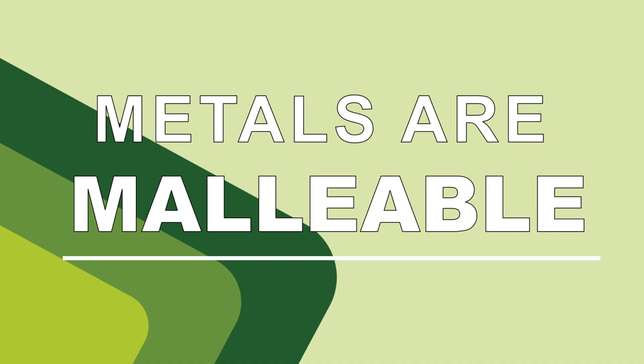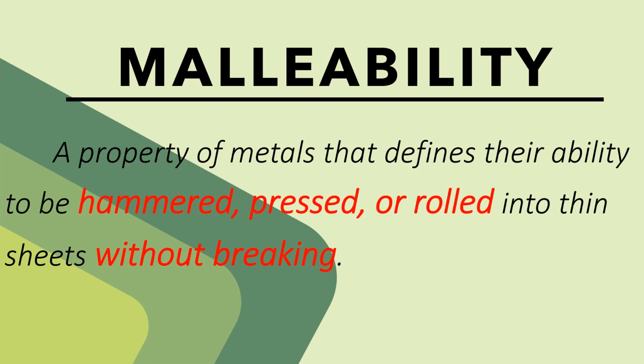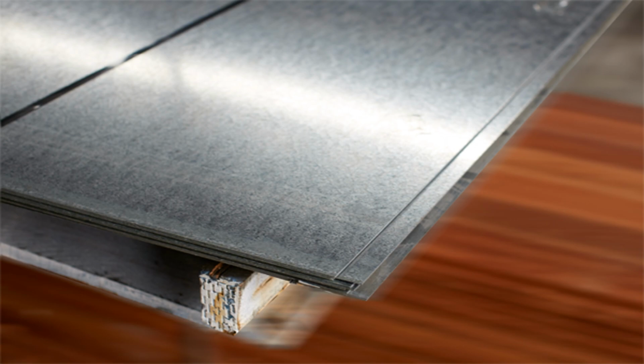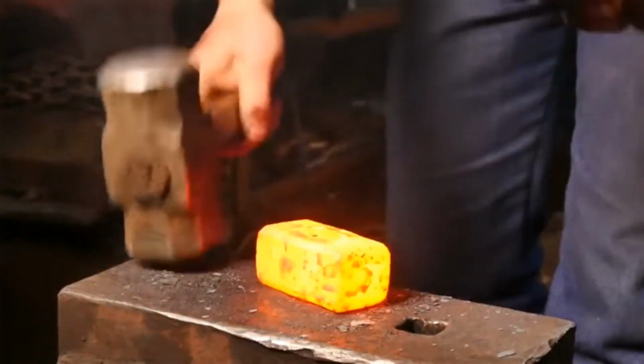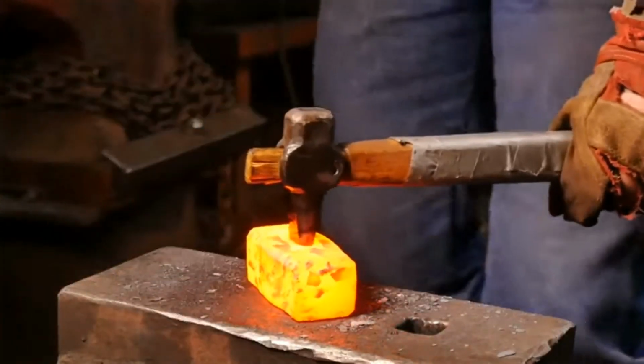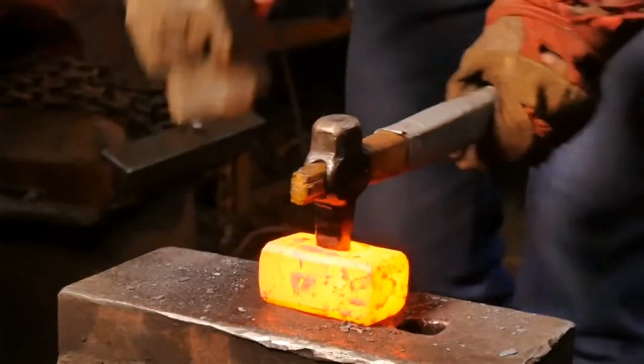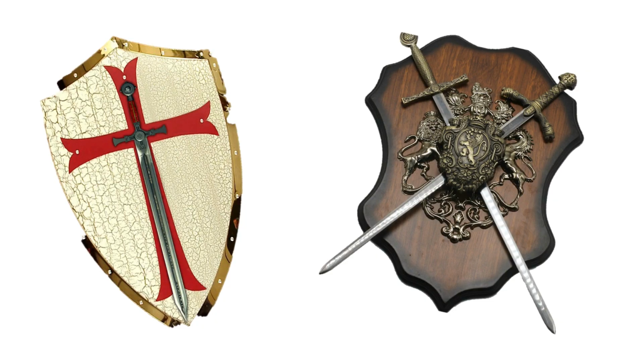Metals are also malleable. Malleability is a property of metals that defines their ability to be hammered, pressed, or rolled into thin sheets without breaking. This means they can be hammered into flat sheets without shattering. For centuries, we have been able to shape metal objects by heating them and pounding them with a hammer. Think of medieval swords and shields.